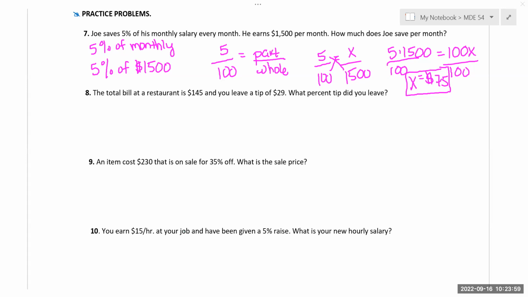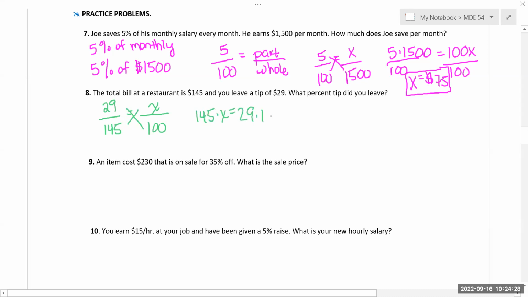Okay, so then our number 8 says total bill at a restaurant is $145 and you left a tip. What percent tip? This one works really well to do the part whole piece. You left $29 of $145, which is what percent out of 100. So part whole, part whole. To me, this one really lends itself to this method. So you end up saying that you did 20%. Now you're going to have to put it into that percent form. And then if you're ever not sure, you could go back and do, well, what is 20% of 145? Is that the correct amount? And you can always check your work that way.